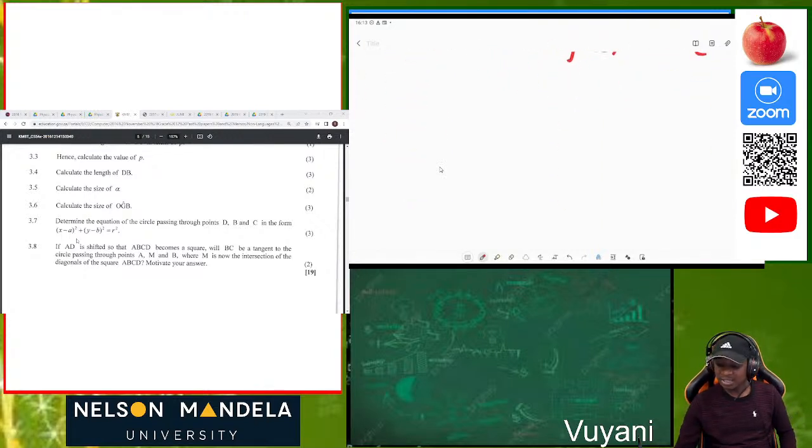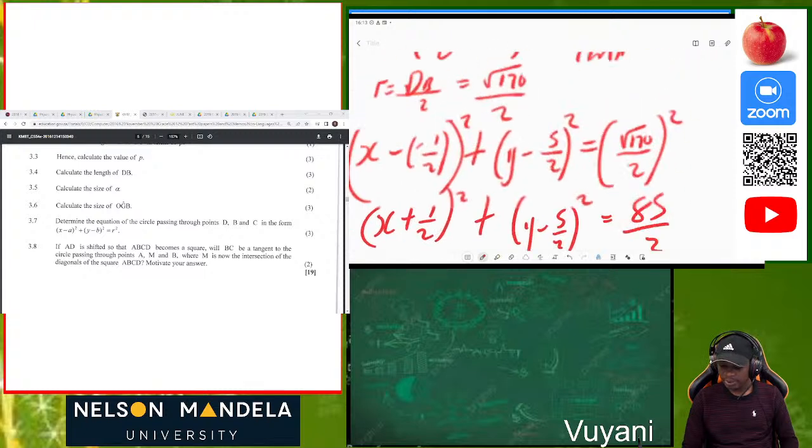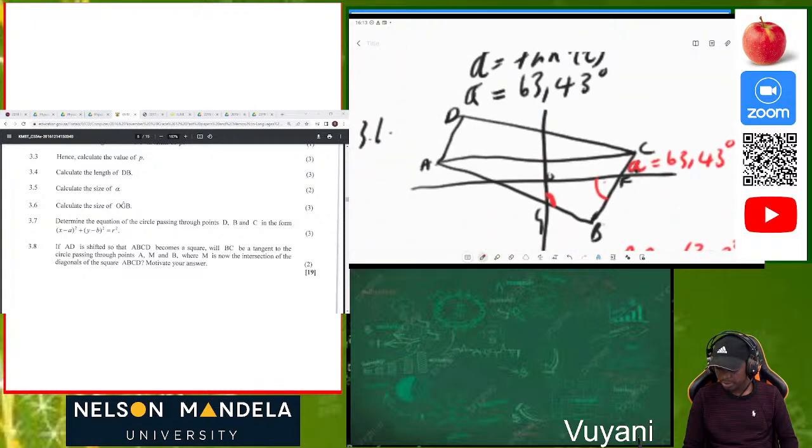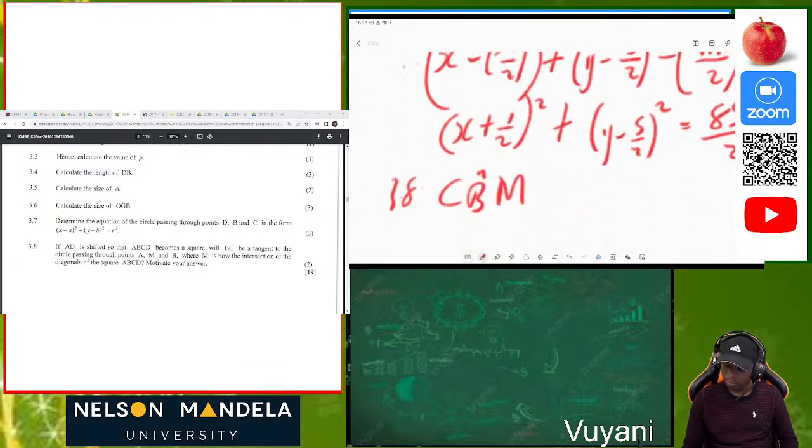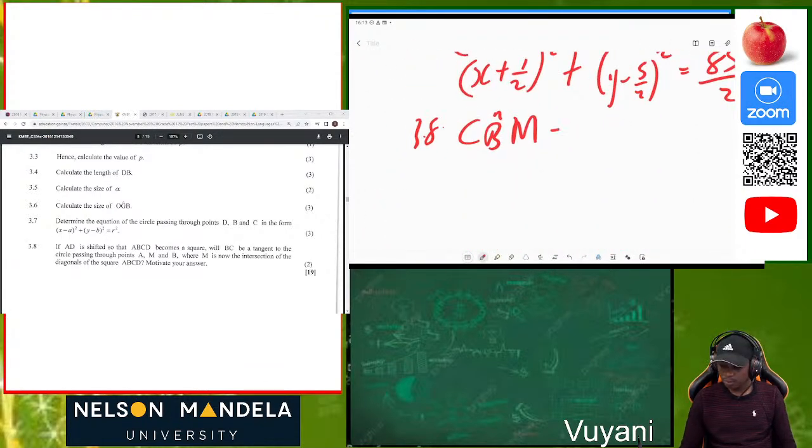So we have studied together 3.8, and we have studied that CBM, as we can see, CB, this is the diagonal, this is M, the center. So we are saying that CBM is equal to BAM. They are both equal to 45 degrees.